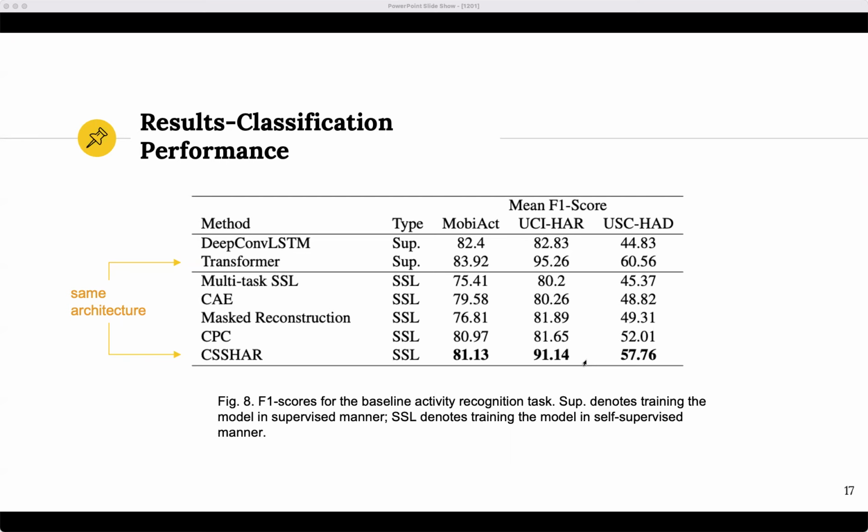And also we can see that compared to the supervised model, deep conv LSTM, this CSS HAR also outperformed it in 2 data sets, which means the self-supervised learning methods are capable of extracting robust feature embeddings without using labeled data. So that's the reason why, especially in recent 2 years, contrastive learning is very hot, and self-supervised learning is very hot as well.